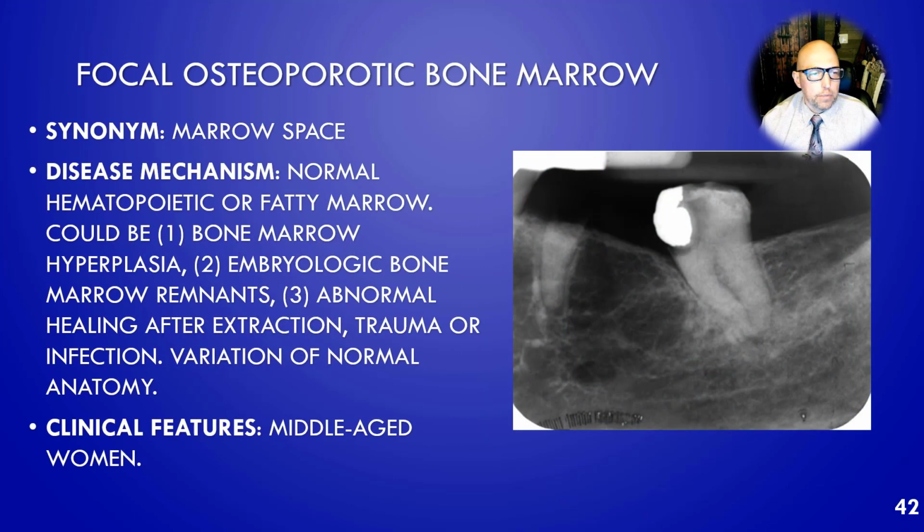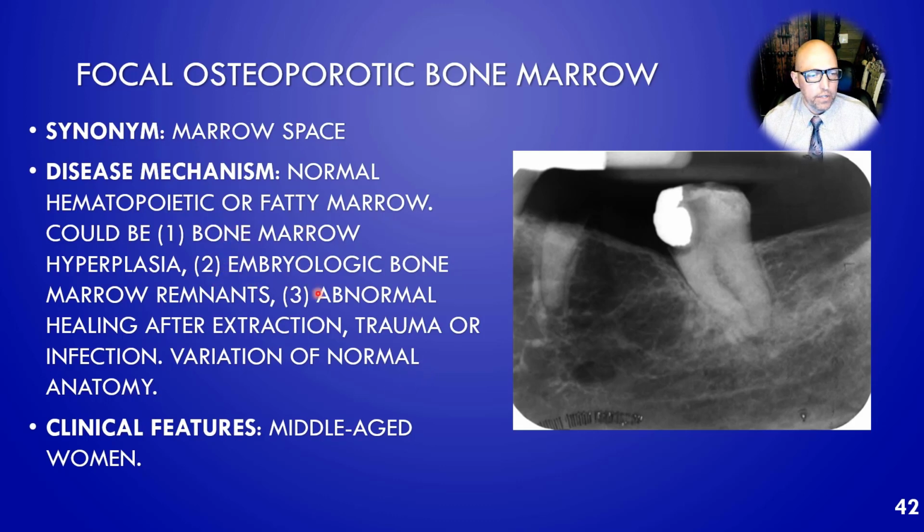All right, this is a good one to know just because it is so common. Going to be somewhat similar to a simple bone cyst, but as opposed to a growing empty cavity, this is not something that tends to grow. This is just a marrow space, just osteoporotic bone marrow. We see these in a lot of cases of extracted teeth. Maybe the bone just doesn't heal in there. The trabeculation never gets really established, and we'll call that a focal osteoporotic bone marrow defect. And if you were to send this off to histopathology, you would just see normal hematopoietic or fatty marrow.